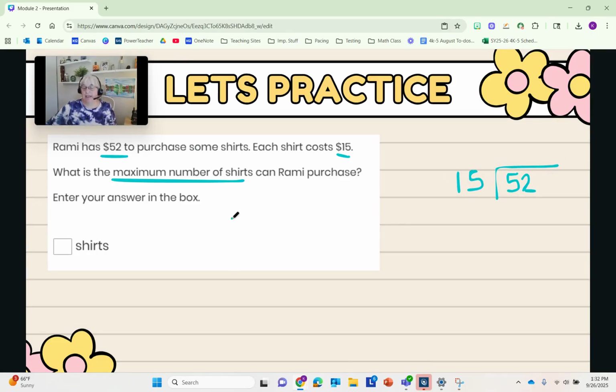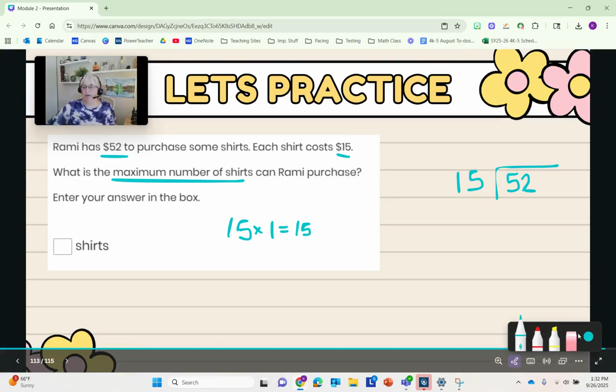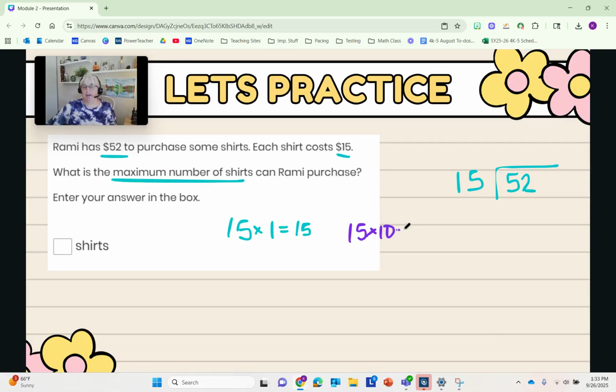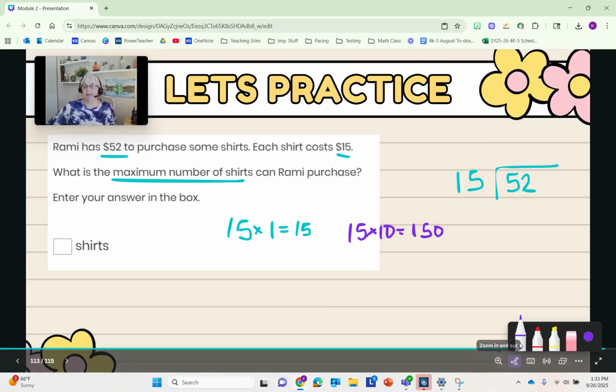Again, I usually start off with multiplying by powers of 1. So 15 times 1 is 15. And then I go right to multiplying by powers of 10. But just like last time, when I multiply 15 by 10, my answer is already more than what we need. 15 times 10 is 150. That's way more than 52. So we are going to be multiplying by powers of 1. 15 times 1, 15 times 2, 15 times 3, one of those numbers.